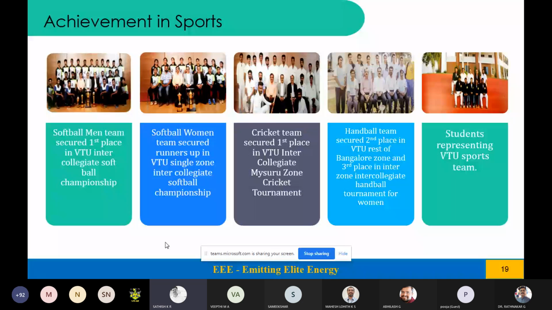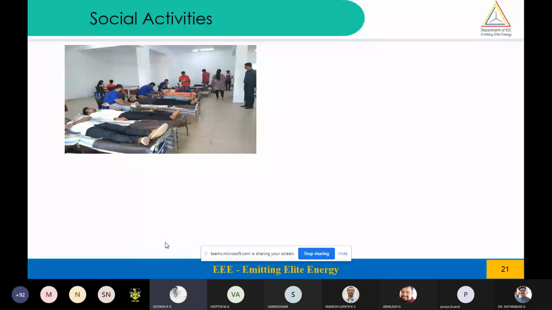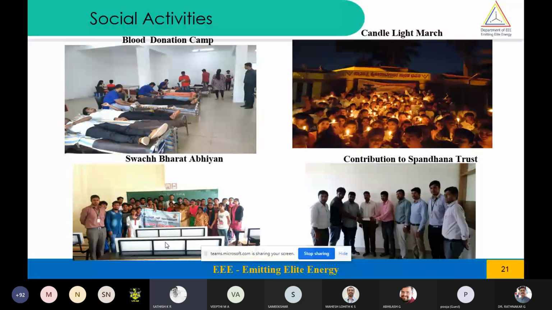When we go to social activities, the blood donation camp takes place annually once in our college. Our department students have participated in these, and also in the candlelight march and Swachh Bharat, as well as the contribution to Spandana Trust. In Spandana Trust, books are contributed to orphan students.